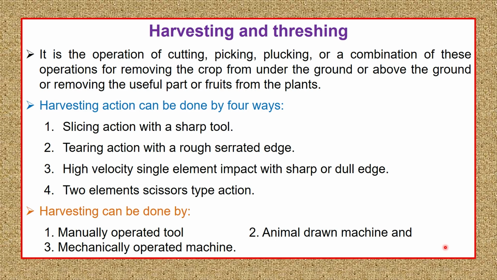Manually operated tools. Under the manually operated tools, it may be a sickle, it may be a spade, it may be an axe or something else. You can even use a khurpa to remove a certain kind of crop or to harvest a certain kind of crop. You may use animal drawn machines to harvest the crop.